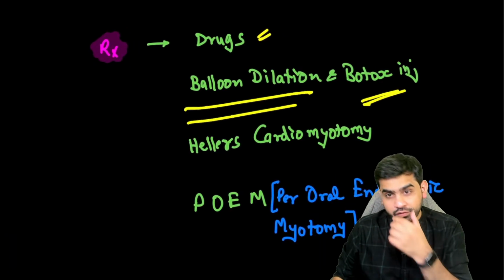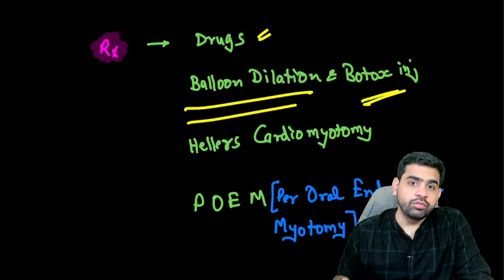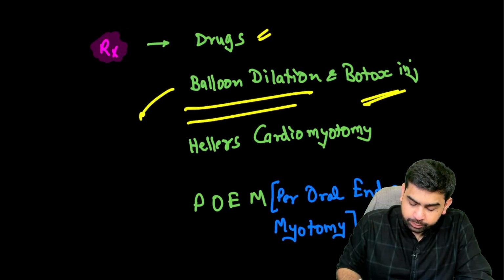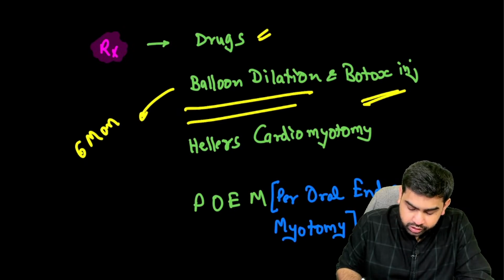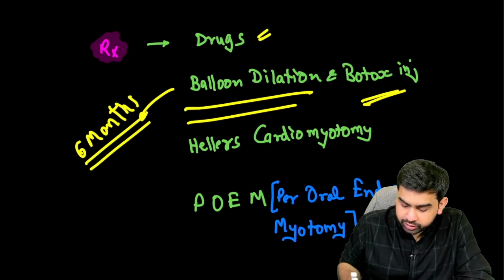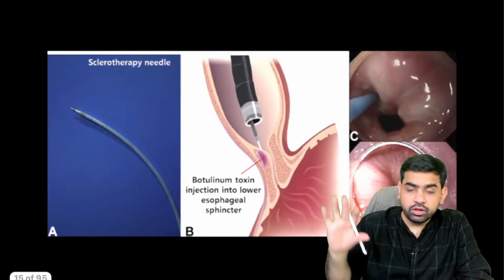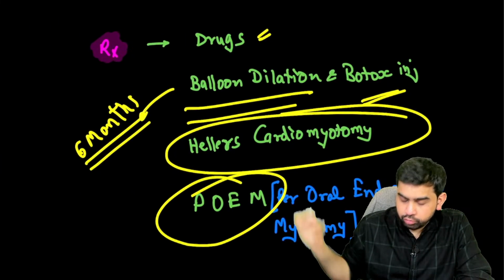Now are these helpful? Yes, they are helpful, but the problem with endoscopic management is that it has to be repeated every 6 months. Okay, every 6 months it has to be repeated. That's what you need to understand. Heller's cardiomyotomy has always been the treatment of choice. Once they had asked, POEM is basically used for the treatment of what?